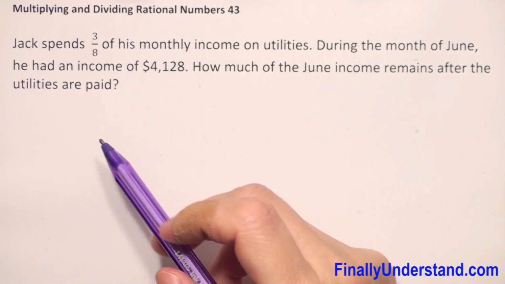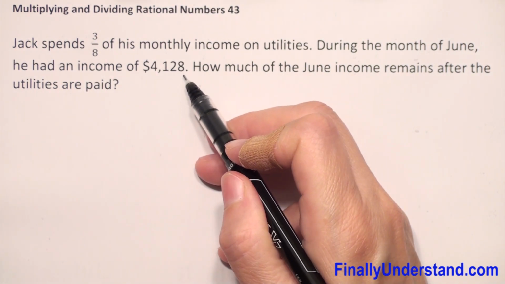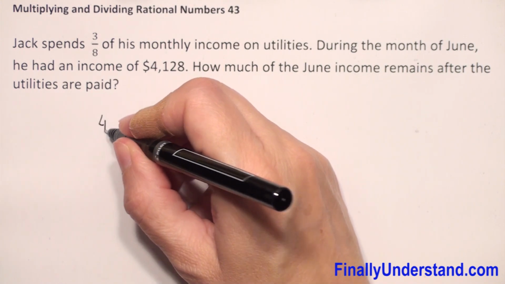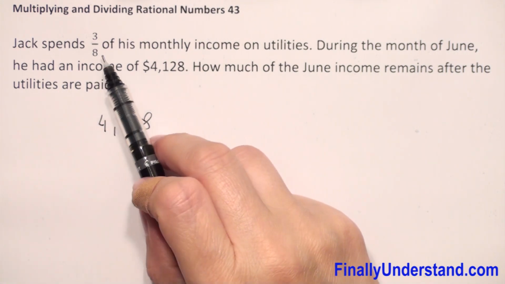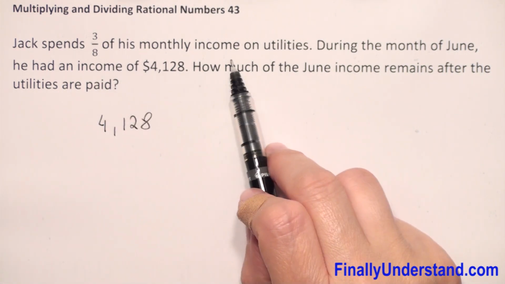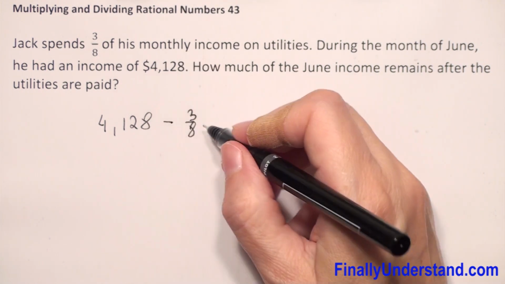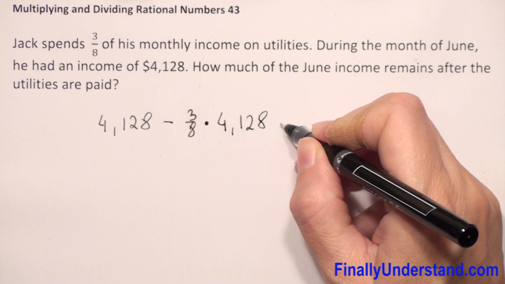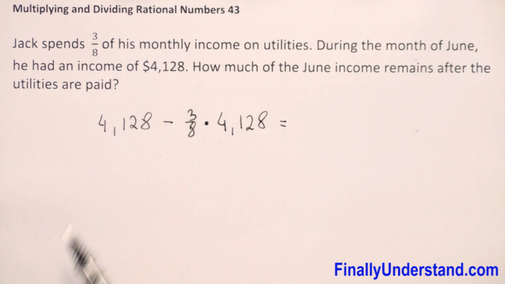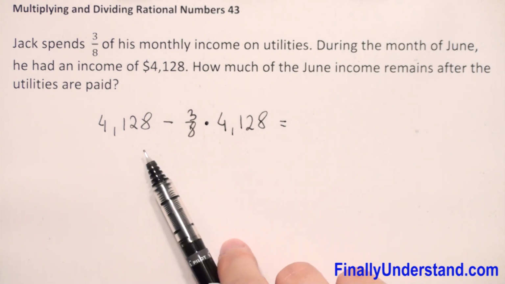So he had $4,128 income. So we can write 4,128. And he spends 3/8 of his income. So we have to subtract 3/8 of his income. "Of" always means multiplication, and income is 4,128. So when we subtract his utilities from the income, we will get the remaining part of his income.